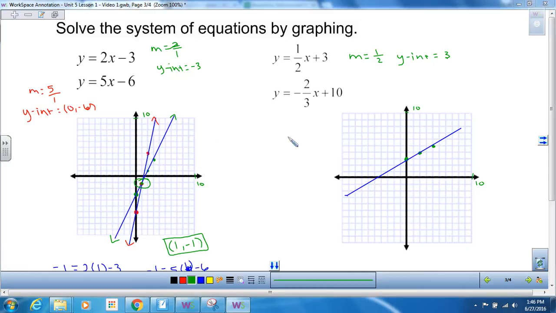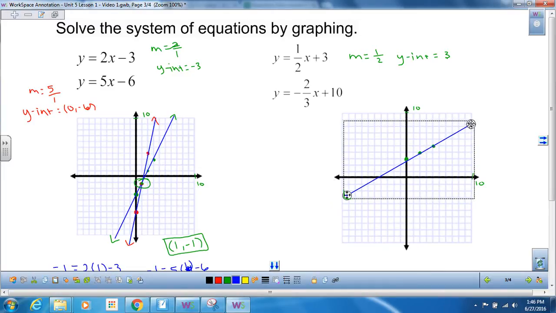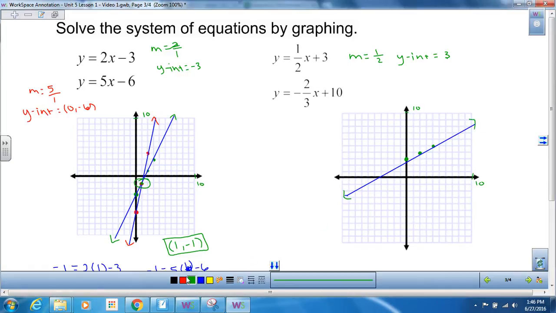If you're going to solve these by graphing, then they're going to go through an actual point, like with integers. They're not going to give you fractions here. It's too hard to tell what the fraction would be on the graph. And my second line, my slope is -2/3, and the y-intercept is 10. So start at 10 on the y, go down 2, and right 3. Right here is where they're going to intersect.